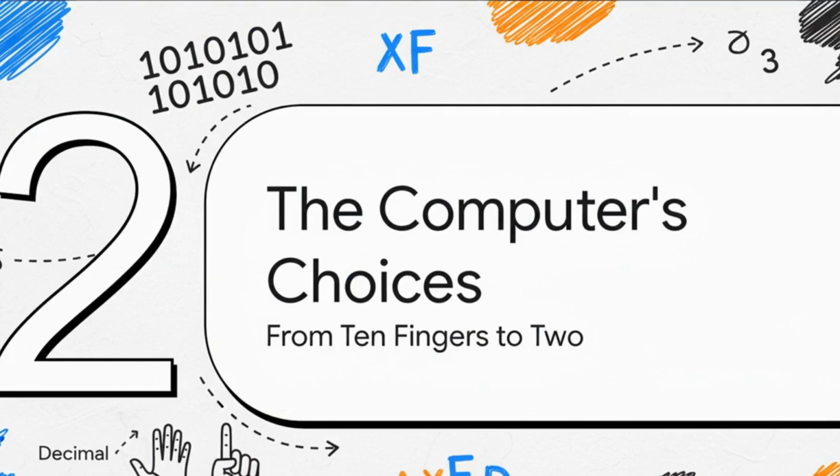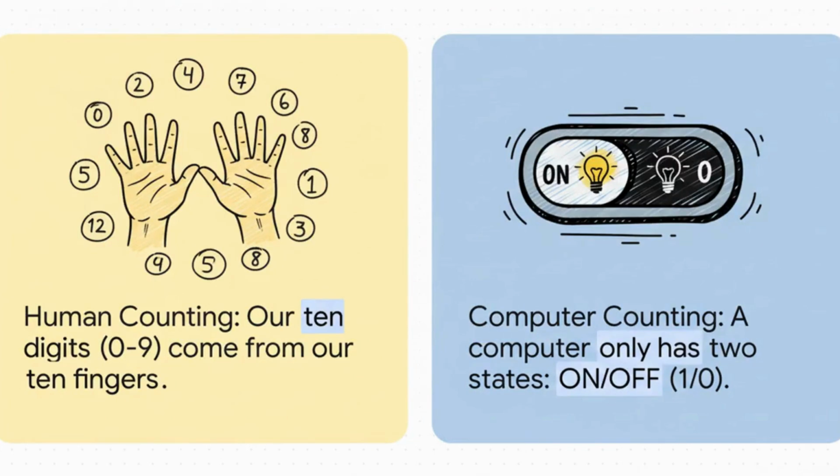Okay, so our system is built on our 10 fingers. A computer system, though, is built on its own physical reality, which is billions and billions of tiny little electronic switches that can only ever be in one of two states. And this just lays it all out perfectly. On the left, there's us, with our 10 options from 0 to 9. But look at the right. That's the computer's entire world. Its switch is either on or it's off. There is no maybe. We just represent those two states with a 1 and a 0. And that's it. That is literally all a computer has to work with.